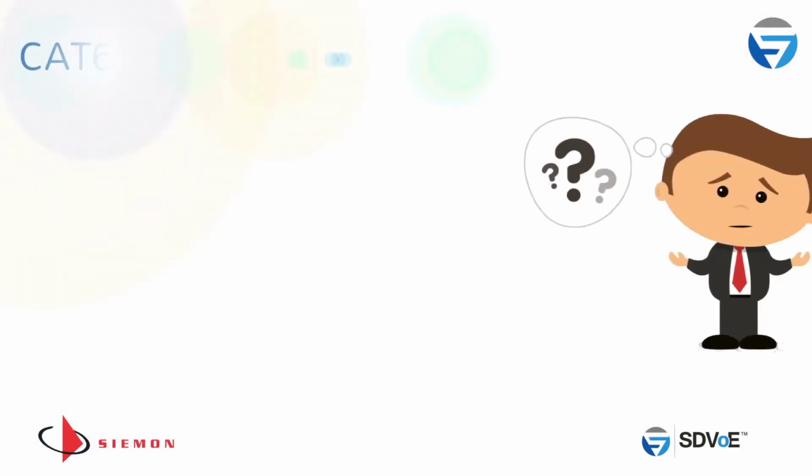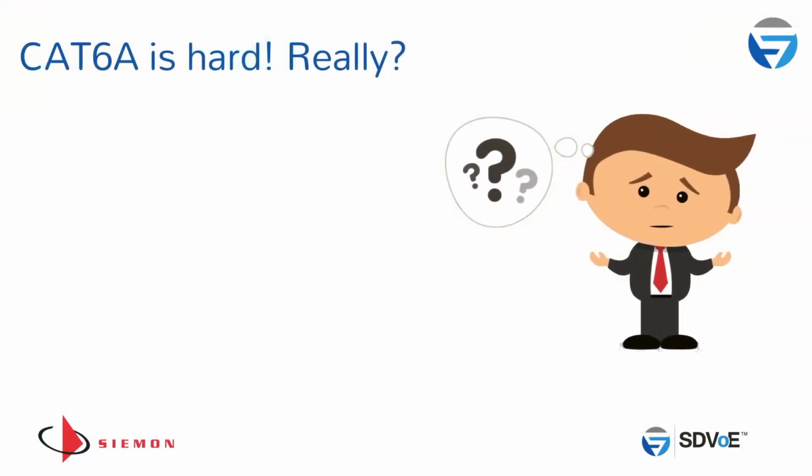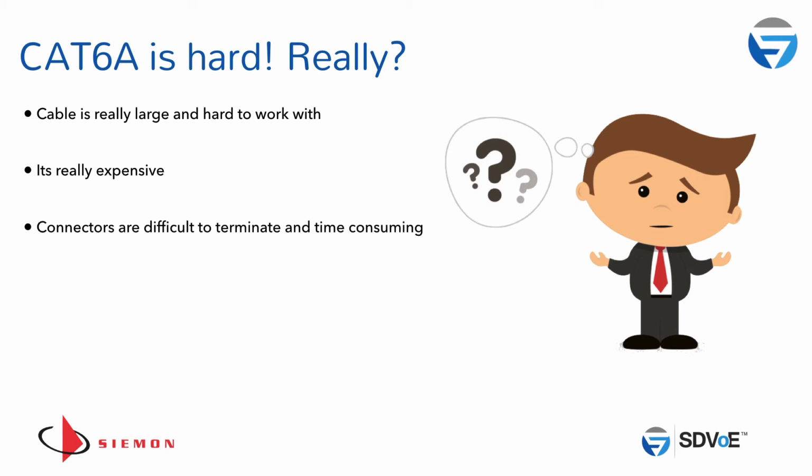So, we hear quite often that Cat 6A is really hard, right? It's large, hard to work with. It's really expensive. Connectors are difficult to terminate and time-consuming. Testers are expensive, which testers are pretty expensive to properly test out any systems, whether it's Category 5E to Category 6A, and special tools are required.